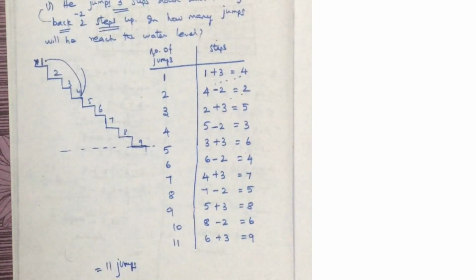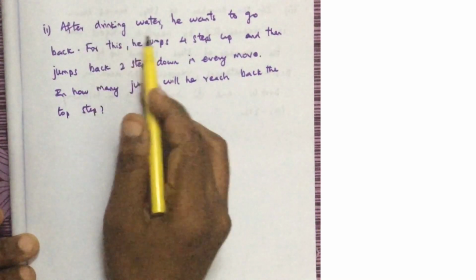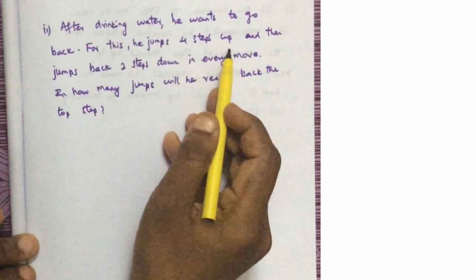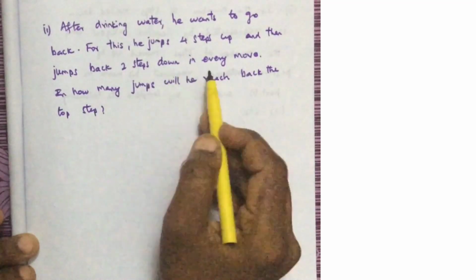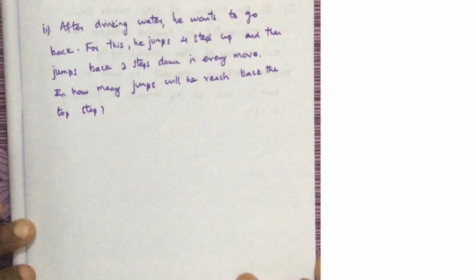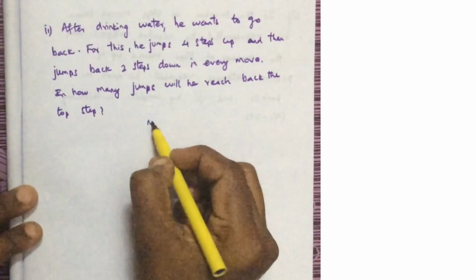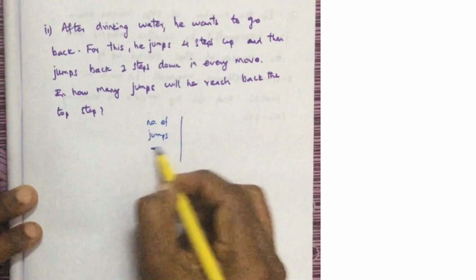11 jumps. Okay. The next is, after drinking water, he wants to go back. For this, he jumps 4 steps up and then jumps back 2 steps down in every move. In how many jumps will he reach back to the top step? Okay, now the monkey is in the 9th step. This is the number of jumps, and here we can write the steps.